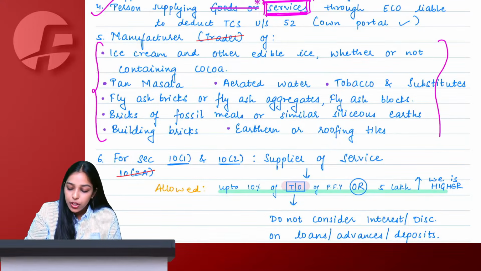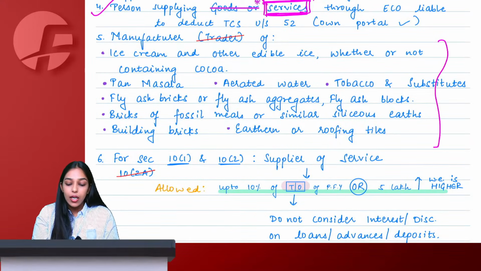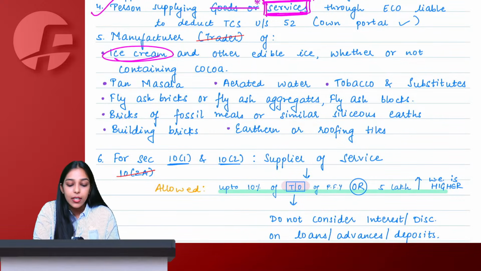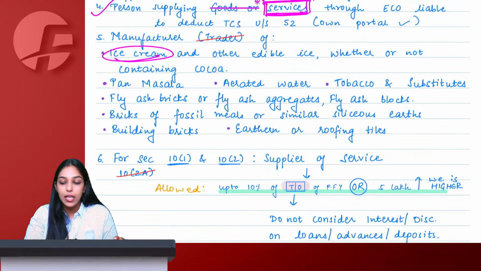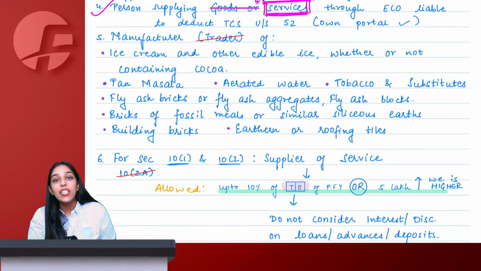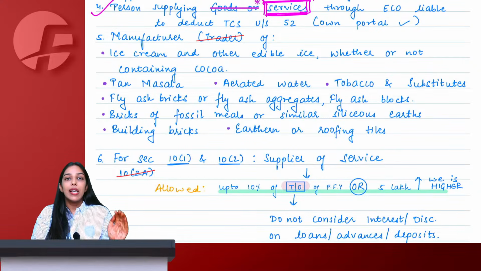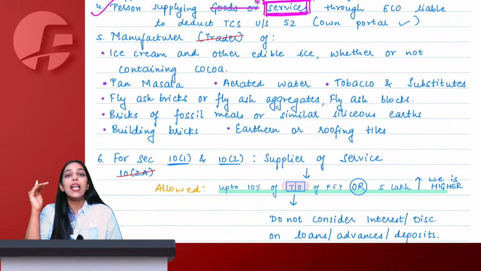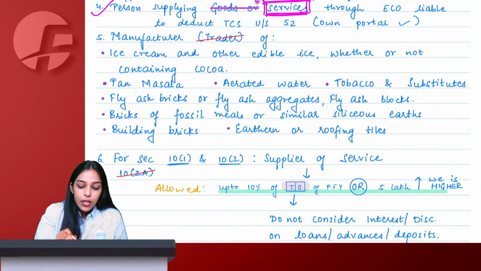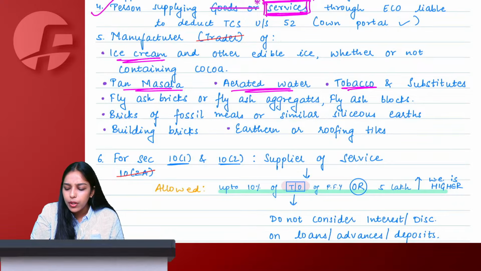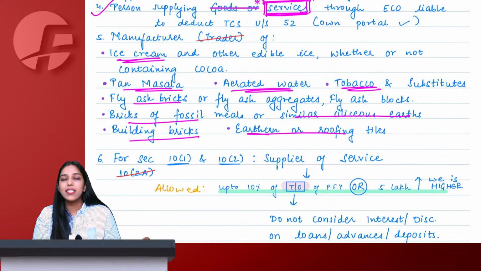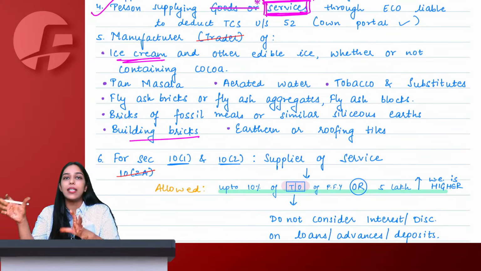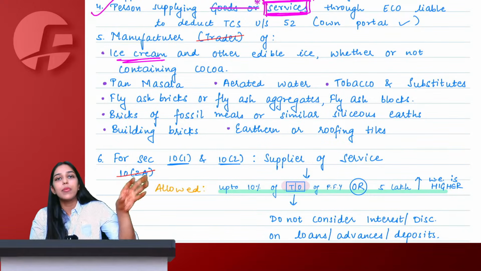Then we have manufacturers of these products. See, traders are allowed. If I am a person trading in ice cream, I can avail the composition scheme. But if I am a person manufacturing ice cream, even if my turnover is less than 1.5 crore or 75 lakh, whatever is applicable, still I cannot opt for the composition scheme. So the manufacturers of ice cream, pan masala, aerated water, tobacco, fly ash bricks, blocks, building bricks, earthen roofing tiles. These are basically cement blocks, bricks and tiles. You can simply remember them as blocks, bricks and tiles.